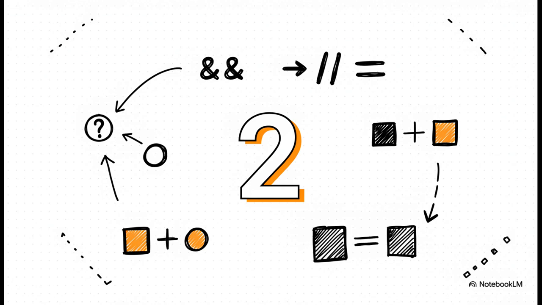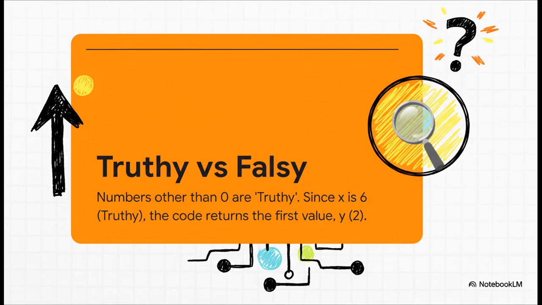This is a fantastic example of a really important concept in JavaScript. It all comes down to something called truthy and falsy values. Here's the deal. In JavaScript, some things just feel true, even if they aren't the actual Boolean value true. And any number that isn't 0 is one of those things. It's considered truthy. So when our code saw x, which was 6, it said, hey, that's truthy, and immediately picked the true option, which was the variable y, which holds the number 2. Now, if x had been 0, which is falsy, it would have gone the other way and given us z.